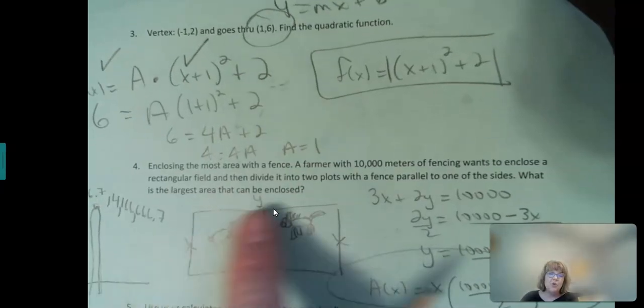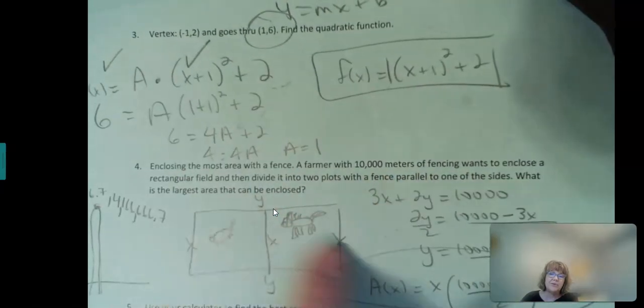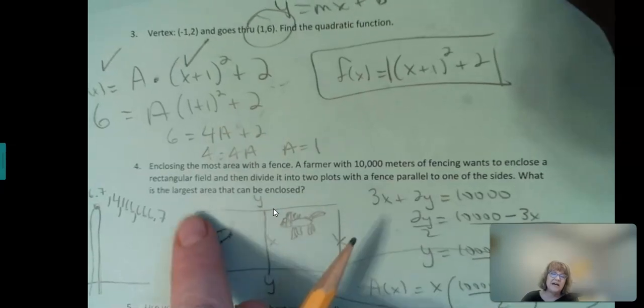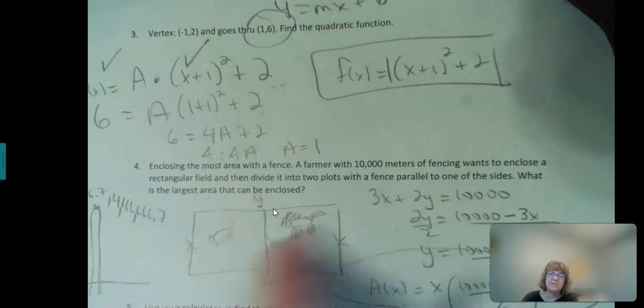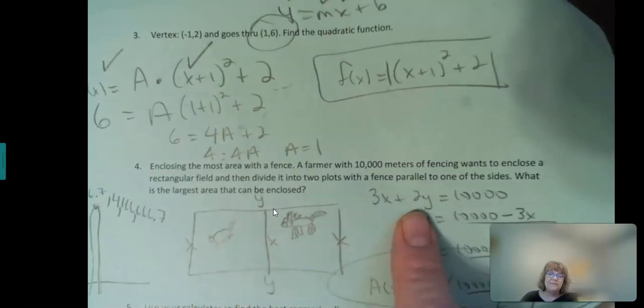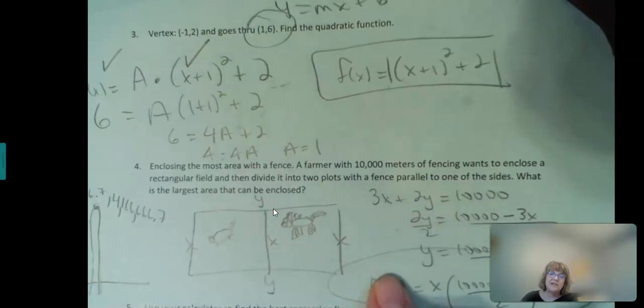Okay. So perimeter, I know I have 10,000 meters of fencing. It's kind of like perimeter with an extra line segment in there. So I have X, X, X, that's 3X, and then 2Ys. I'm just adding up the sides to get perimeter, but I have that extra side. All right. Now I want to solve for Y because remember, I want to sub in for Y.